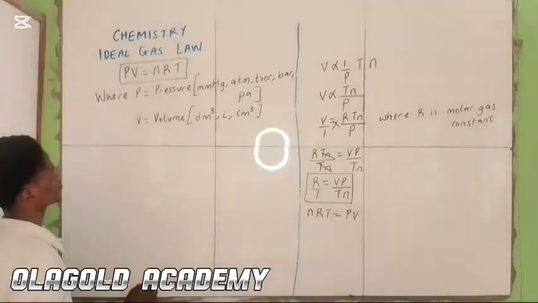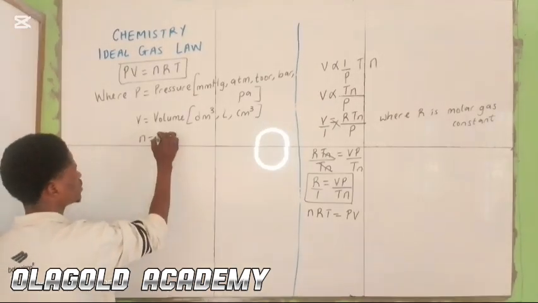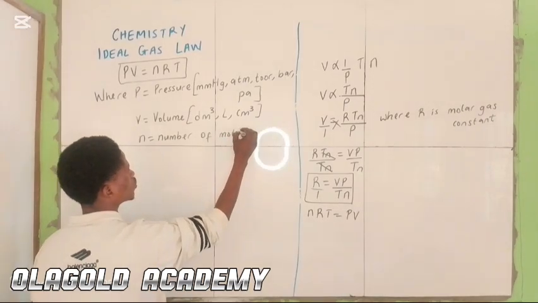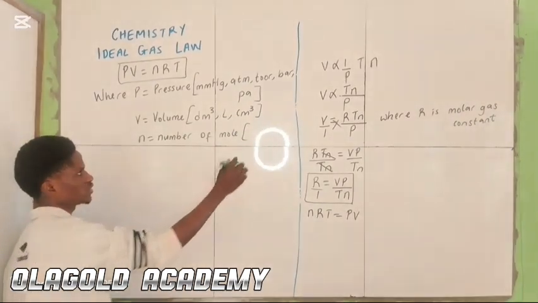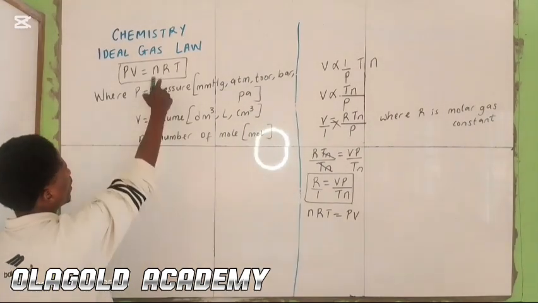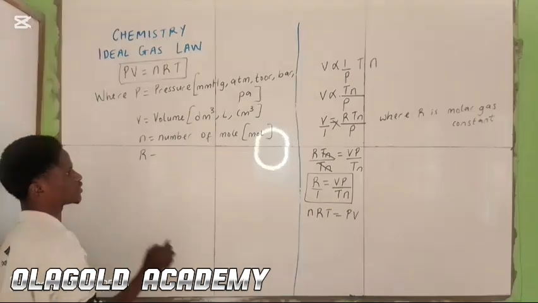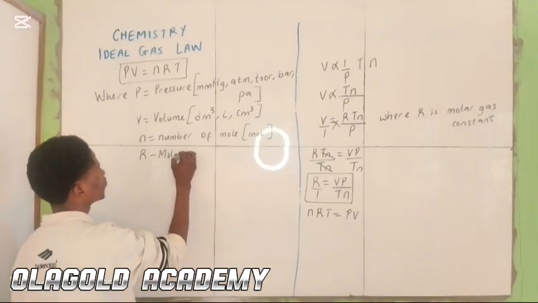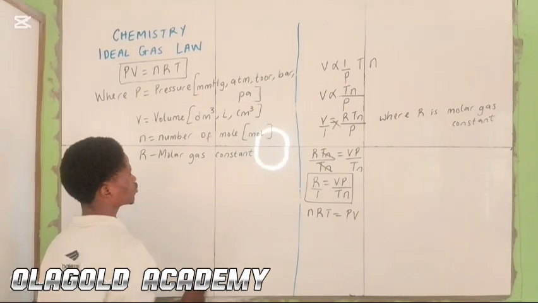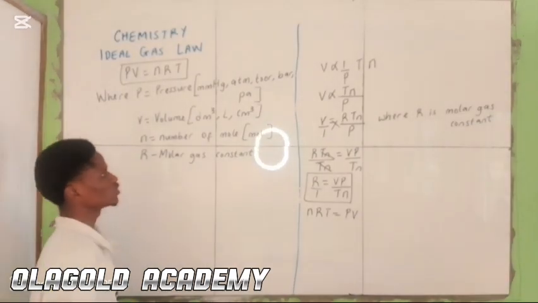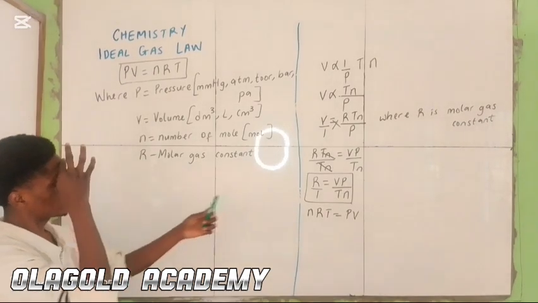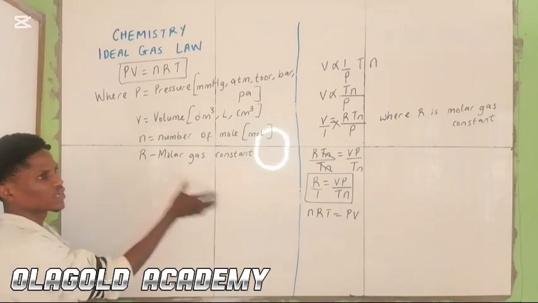So we have this, where n is number of mole, and it is measured in mol. Now next we have R as the molar gas constant, depending on the units that it is going to have. I'm going to derive the value for the molar gas constant right now.